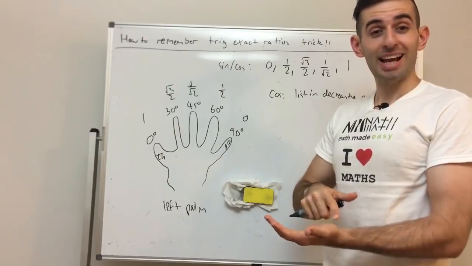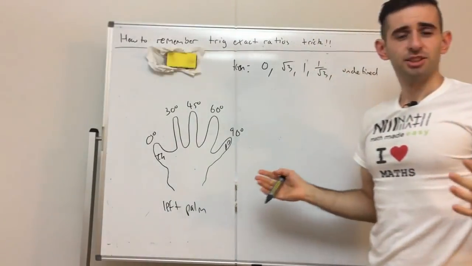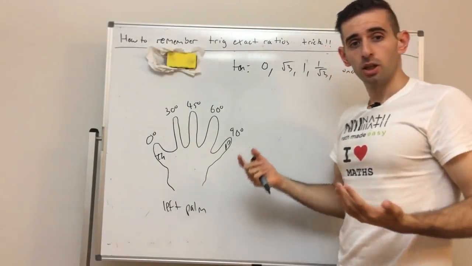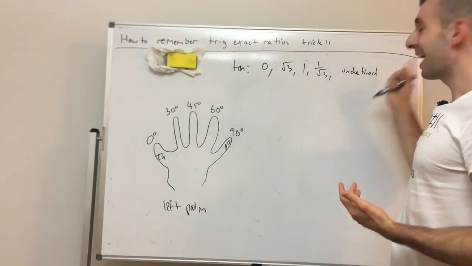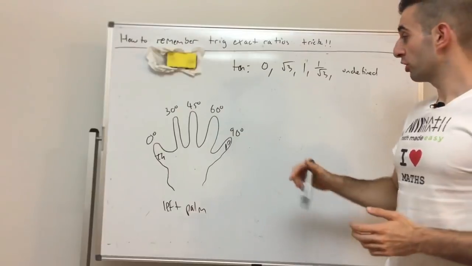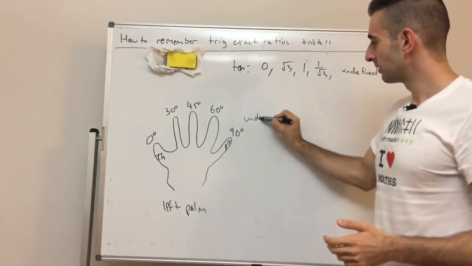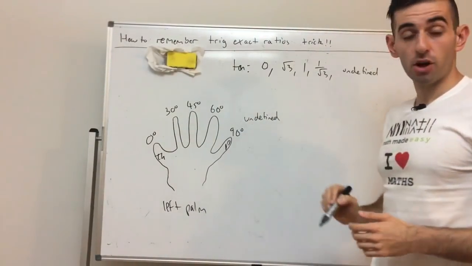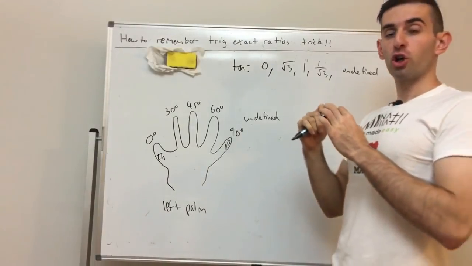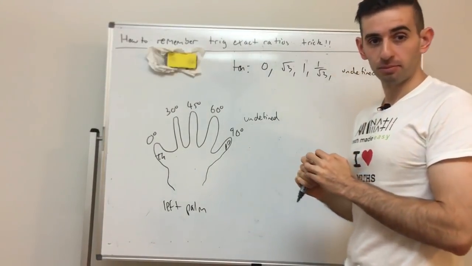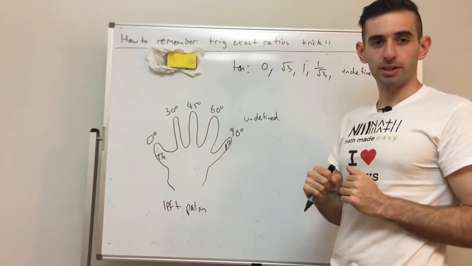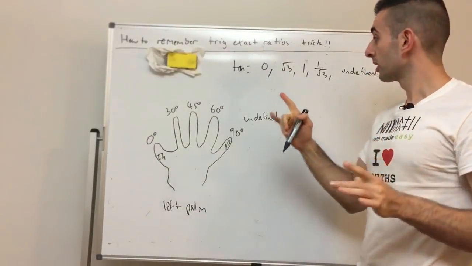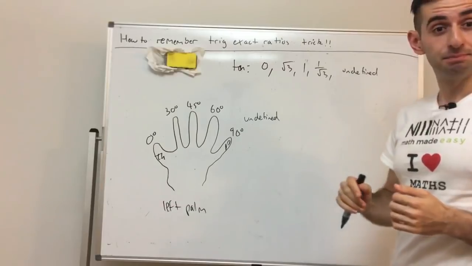So let's lastly look at tan. For tan, what are the exact values? Well, we've got 0, 1 on root 3, 1, root 3, and undefined, right? Because by definition, tan 90 is undefined because cos 90 is 0. We'll talk about that in a future tutorial on tan's relation to sine and cos, if you don't know it already. So what's the trick for tan?